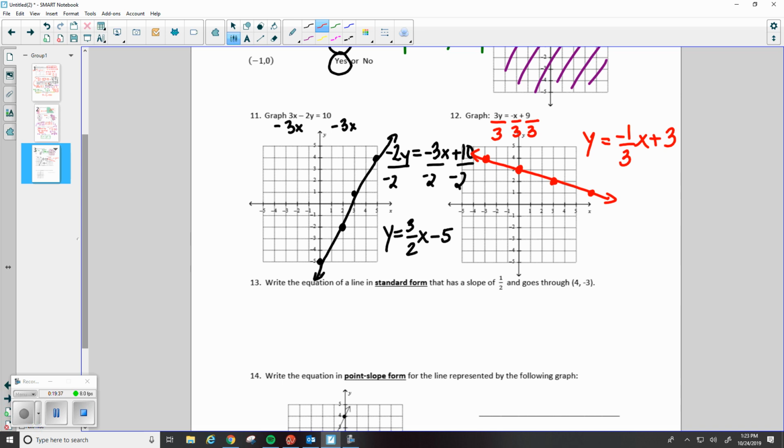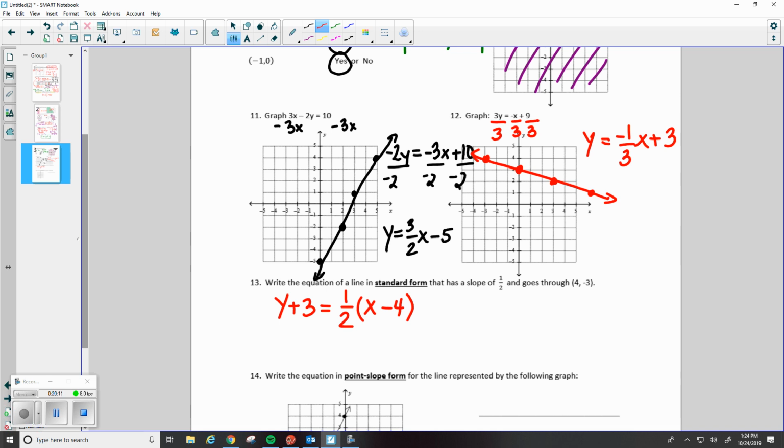For number 13, it's giving me a slope and a point, wants it in standard form. So I'm going to start by putting it into point slope form, change it into slope-intercept form, and eventually get to standard form. So for this, I end up with opposite the y value, so it's negative 3, I'm going to have positive 3. The slope is 1/2. X opposite of 4 is negative 4. That's my first thing that I need to do. Make sure that you can put it into point slope form.